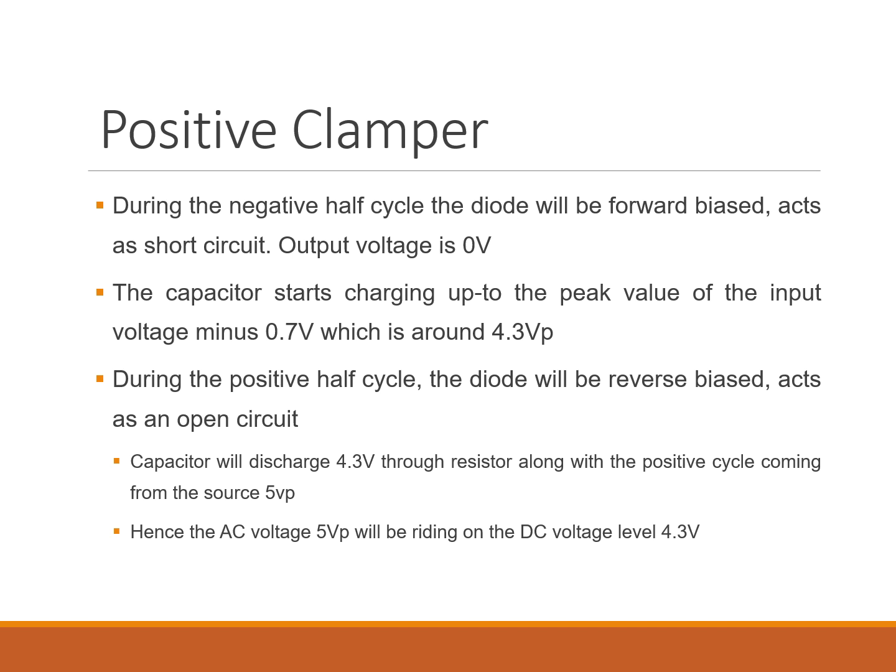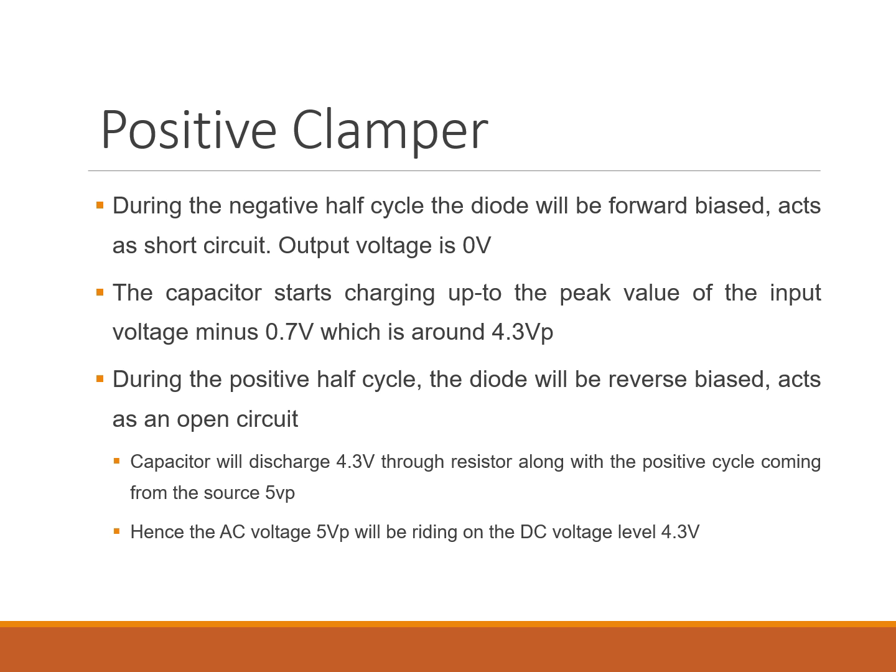Again, during this time, we said the diode is forward biased. It acts like a short circuit, and the output voltage is 0 volts because the diode is directly clamping it to ground. Meanwhile, the capacitor is charging up. It charges to the peak input voltage minus that diode drop. So for a 5-volt input, the capacitor charges to about 4.3 volts, right?